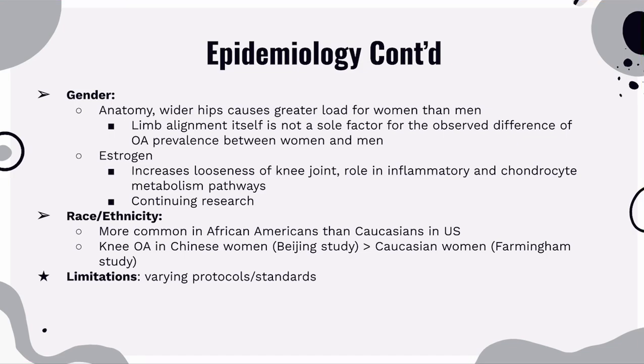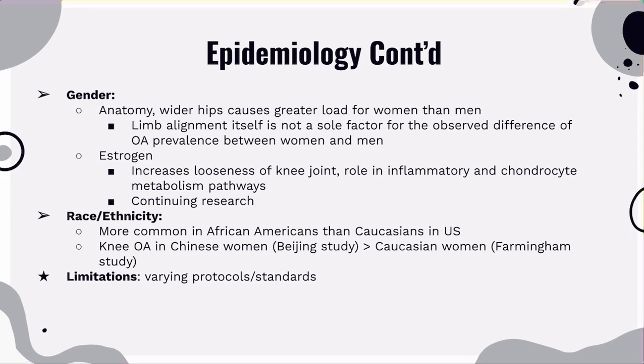It is also thought that hormones play a role. Specifically, the hormone estrogen decreases at menopause, and estrogen, which increases the looseness of knee joints during pregnancy and during the menstrual cycle, also has roles in inflammatory and chondrocyte metabolism, but this area is still in continued research.